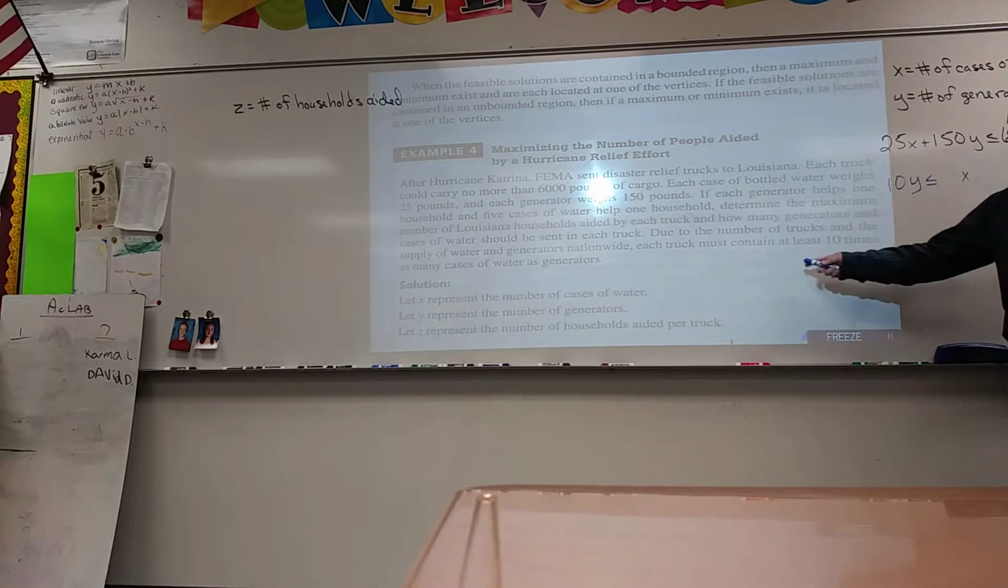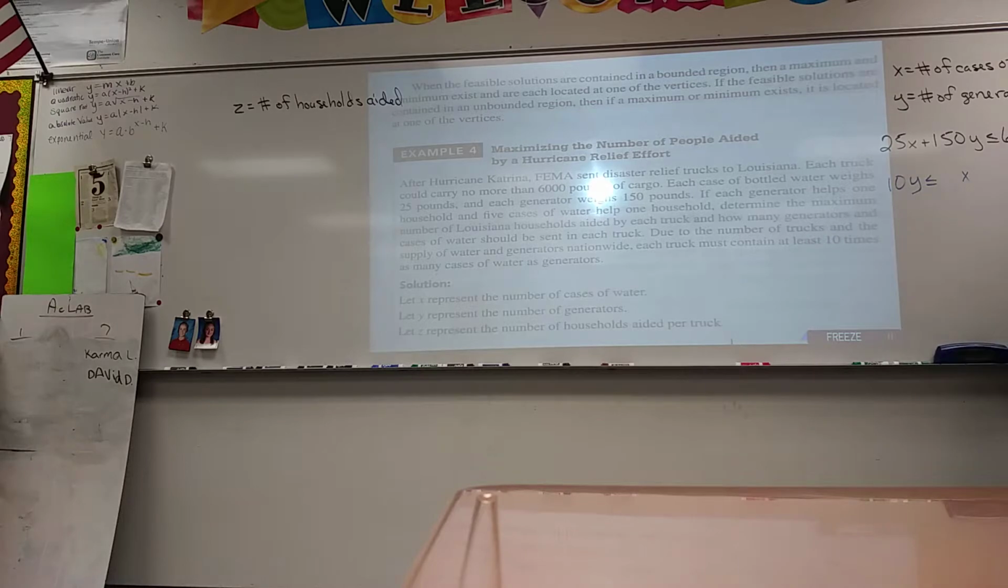If we have 1 generator and 10 cases of water, if we have 1 generator and 15 cases of water, is that okay? Yes. Okay, so 1 generator, 15 cases of water is okay. Does it work with what we have right here? Yes, it does. 10 is less than or equal to 15. That's good, therefore the sign is right.